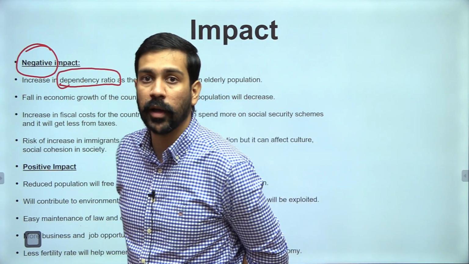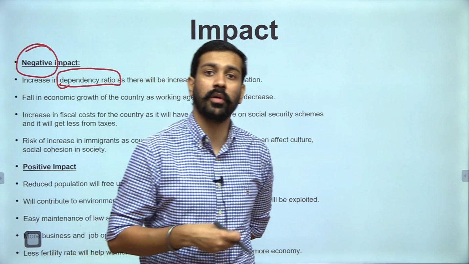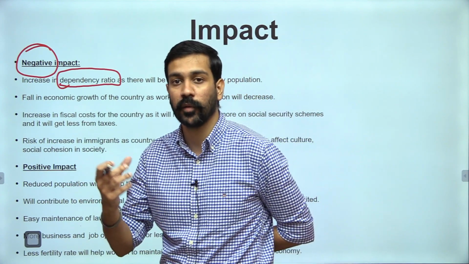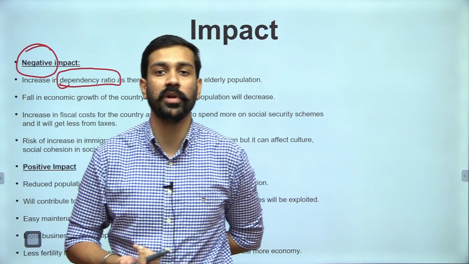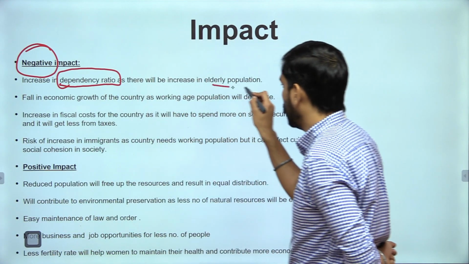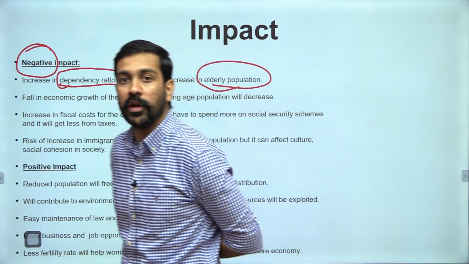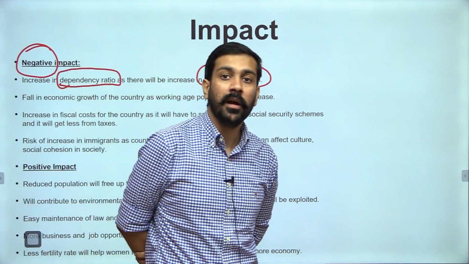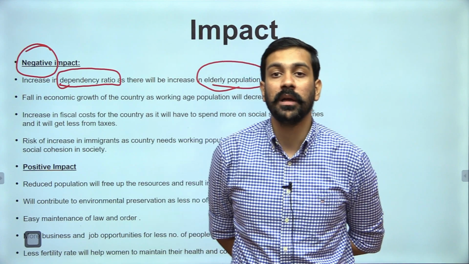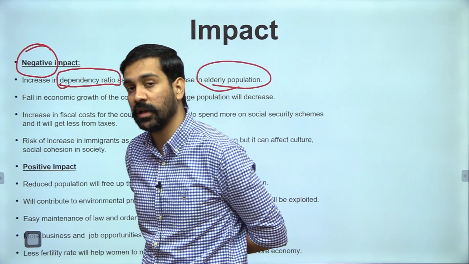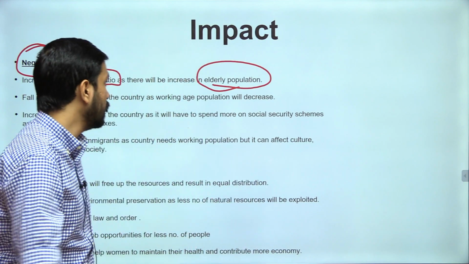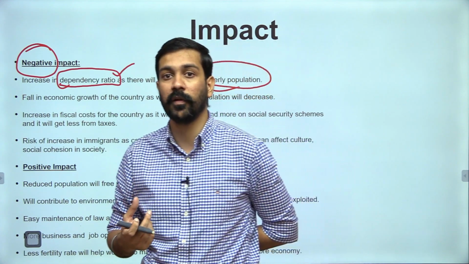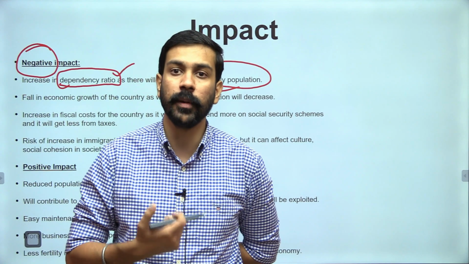Dependency ratio is where there are fewer people contributing to the economy, and more people who have to take services from the government, or the government is contributing through social security benefits. For example, the elderly population contributes very little in the form of taxes or economic productivity to the country, but the government has to provide social security benefits in the form of pension or insurance benefits to these people. So an increase in dependency ratio is a very adverse effect for the country, because there will be fewer people in the working age group contributing to the economy.